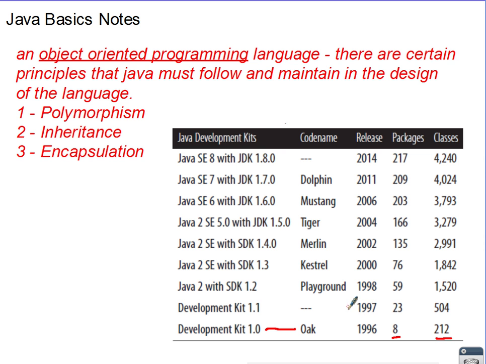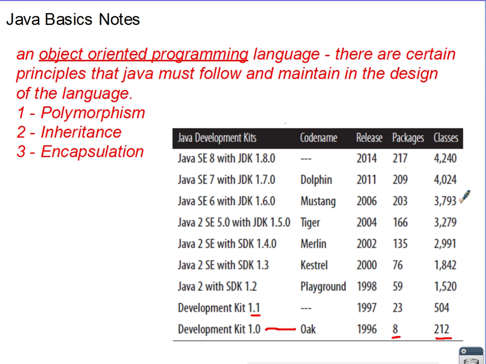A little bit over a year later, in February of 1997, JDK 1.1 was released, and you can see that it had more than doubled in the number of classes and in the number of packages. And then quickly, there were releases again in 1998, 2000, 2002, 2004, 2006, where it grew from the original 212 classes to 3,793 classes. So a big jump there in the number of classes.